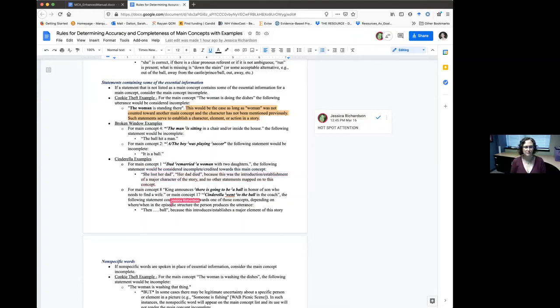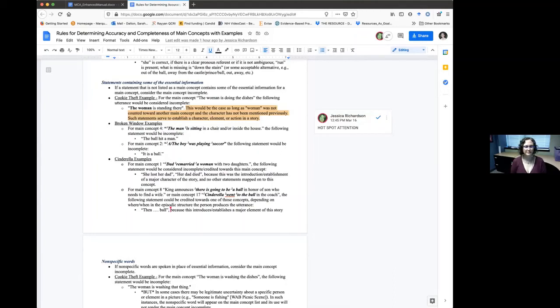And here's another example: the king announces there is going to be a ball, which is main concept 8, or main concept 17, Cinderella went to the ball in the coach. These are the 2 concepts in the Cinderella checklist that have the word ball. If they just say "then ball," and again this is a more non-fluent example but we see it a lot, this does establish a major element of the story, and depending upon where they're telling it, you could credit it towards main concept 8 or main concept 17.